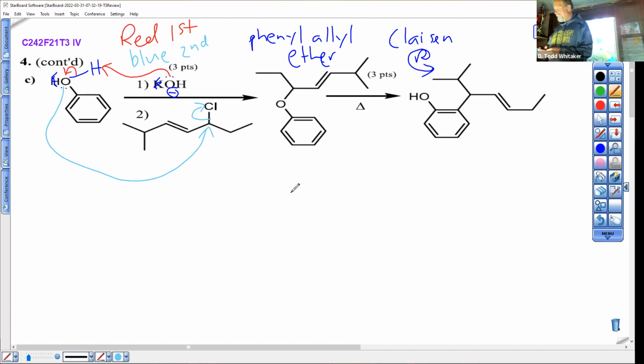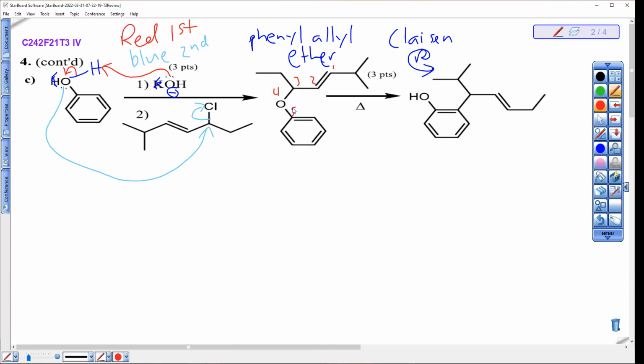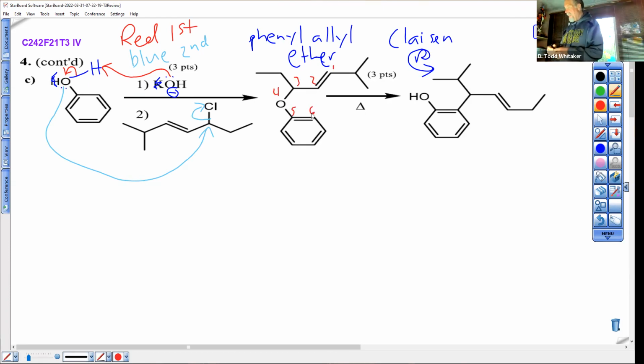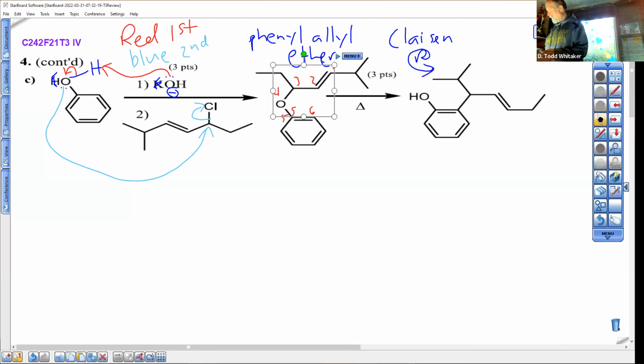Second step, the heat. Remember, it's one of those reactions involving 3 arrows only. And it's always the same. If you count from the allyl portion, 1, 2, 3, 4, 5, 6, it's always the same. You're going to get a carbonyl between 4 and 5. My 5 needs to move. All of those are the same.